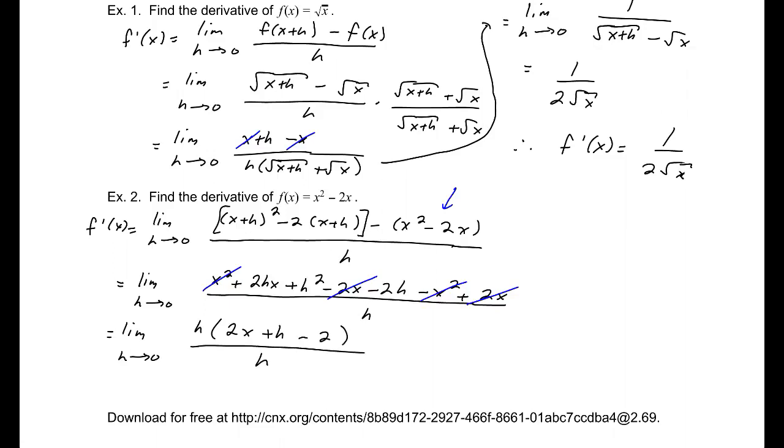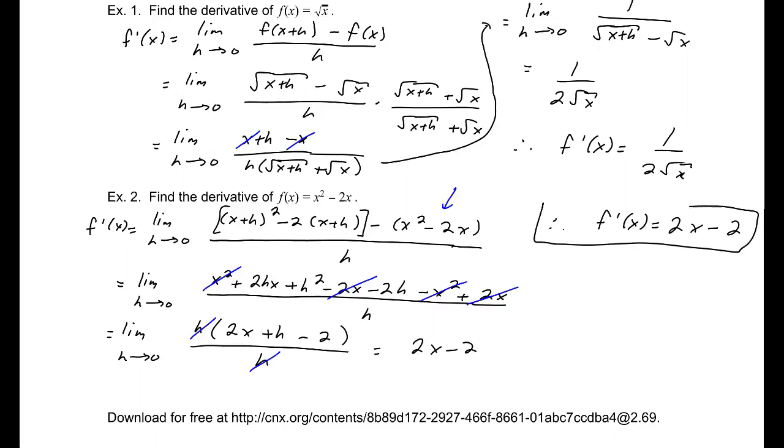The h's then cancel out, and as we take the limit as h goes to 0, I'll just go ahead and mark these out for posterity's sake. If we scratch these out, h goes to 0. This is 2x minus 2. So that is f prime of x is 2x minus 2. And if you look ahead a couple of videos and a couple of sections, there are some rules, so you might be able to see sort of a pattern that's happening here.